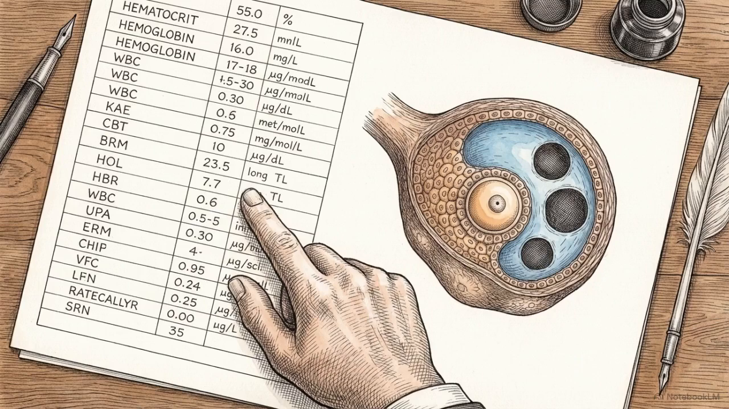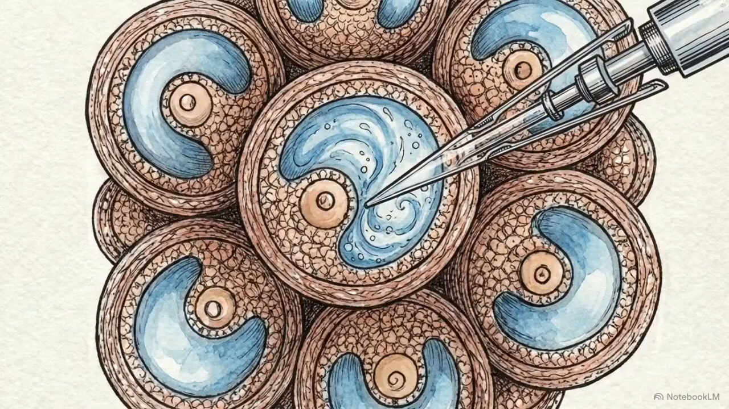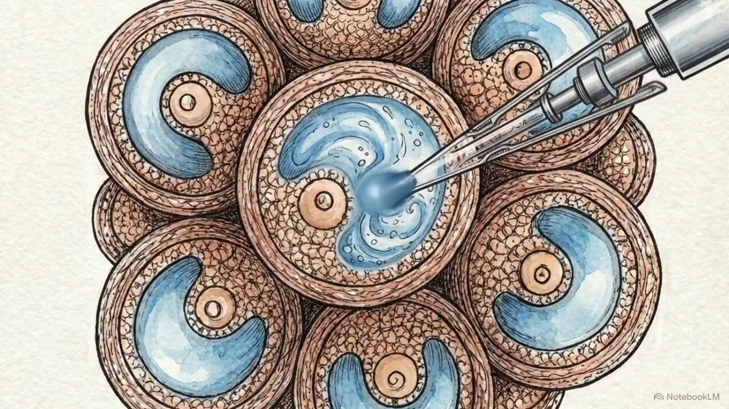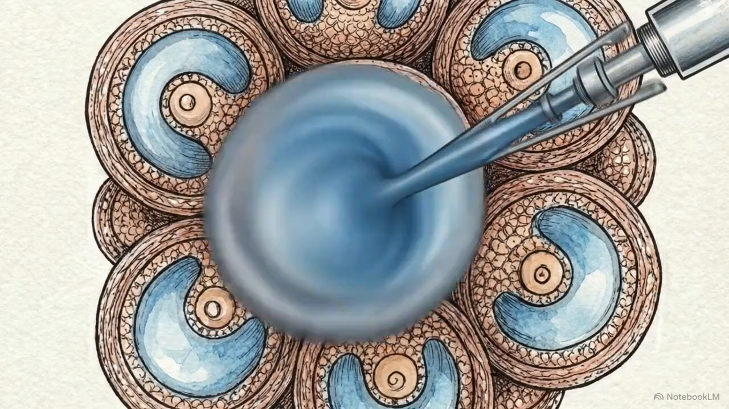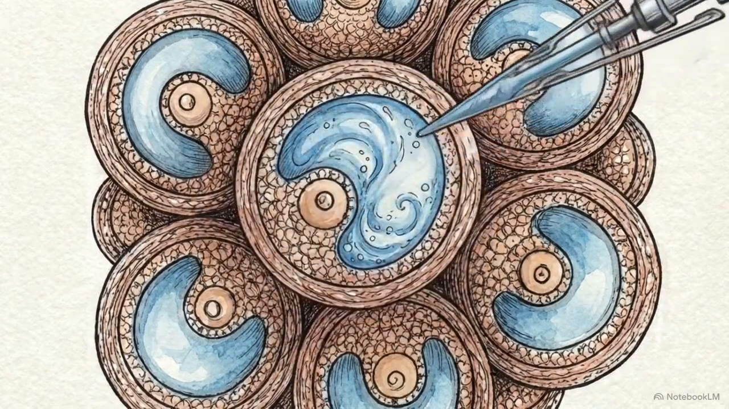The baseline measurements of AMH and AFC dictate exactly which stimulation protocol a reproductive endocrinologist will assign to a patient. The success of assisted reproductive technology relies entirely on hacking the FSH threshold, forcing a system designed for single-egg exclusivity to operate for maximum yield.